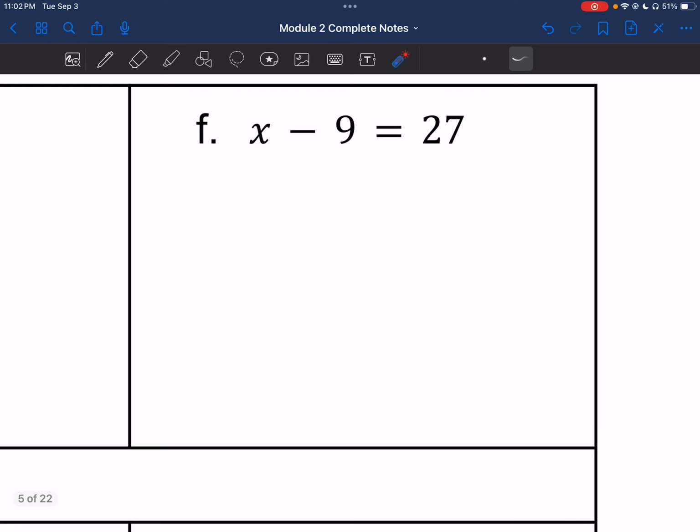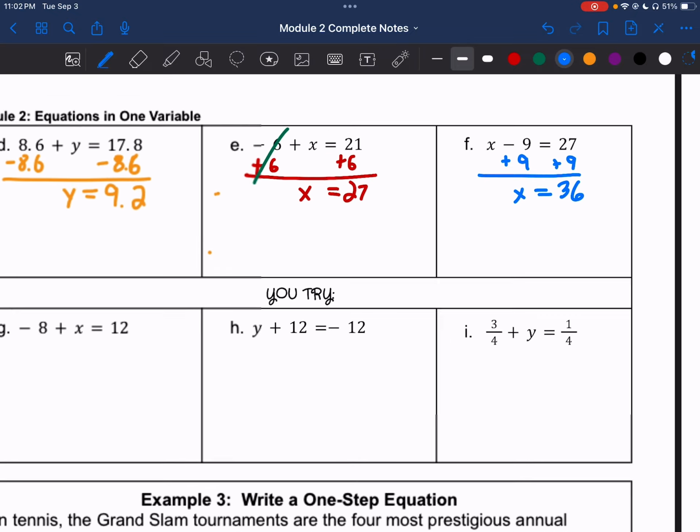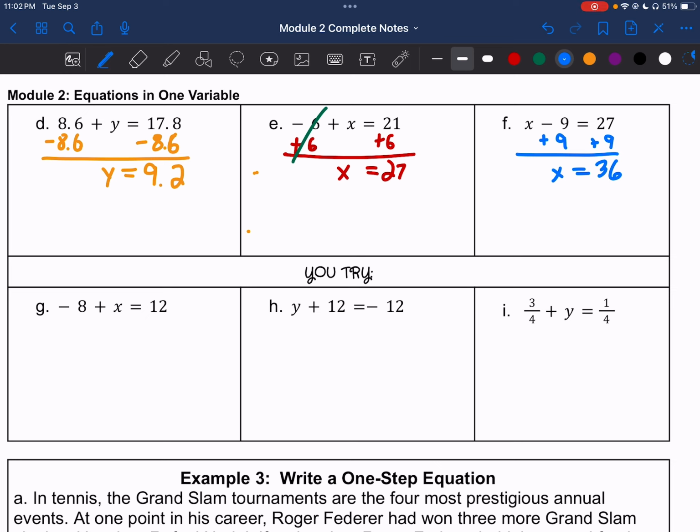All right, letter F. We've got x minus 9 is equal to 27, so opposite operations. We add 9 to both sides. x is equal to 36. All right, so there are 3 you-try problems, G, H, and I. I would like you to do those 3 on your own now. Come back and check your work when you are finished.